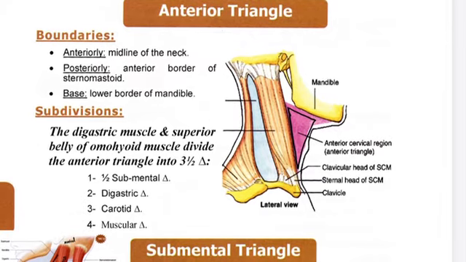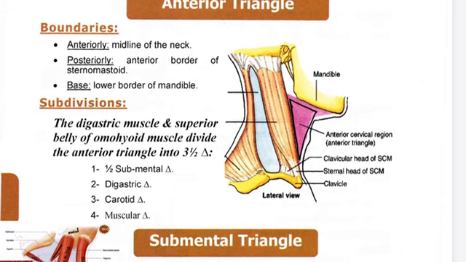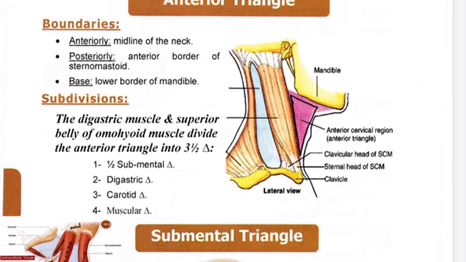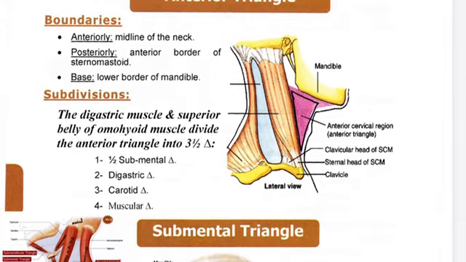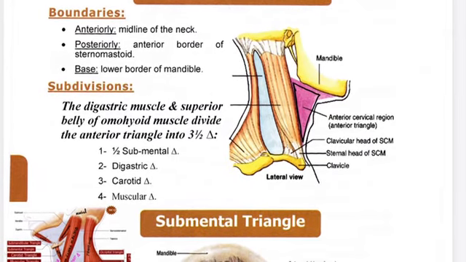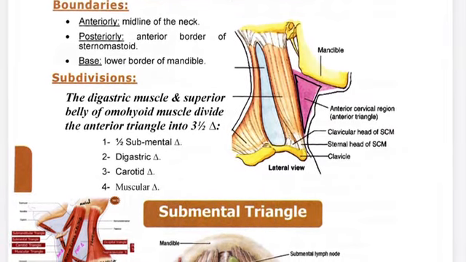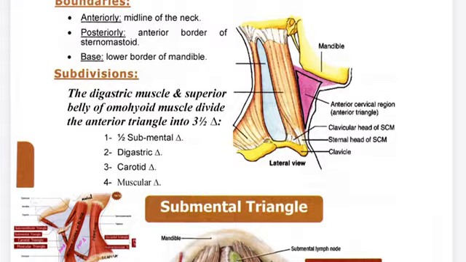The anterior triangle: it is bounded by the anterior midline of the neck, posteriorly by the anterior border of the sternocleidomastoid, and the base is the lower border of the mandible. In pink color, it is the anterior triangle. Subdivision: the digastric muscles divide it into four subtriangles. You can see half of the submental triangle anteriorly, the digastric triangle, carotid triangle, and muscular triangle.